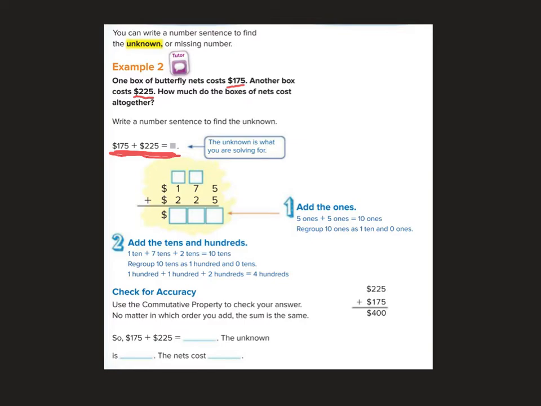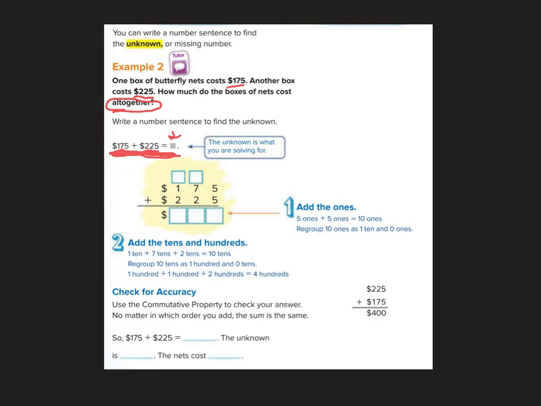Okay, so we're going to be adding here. So it says all together. That's our clue word for adding. We want to write a number sentence to find the unknown. So my number sentence is just going to be 175 plus 225 equals box. Or equals question mark. We don't know what it equals yet because we haven't solved it.